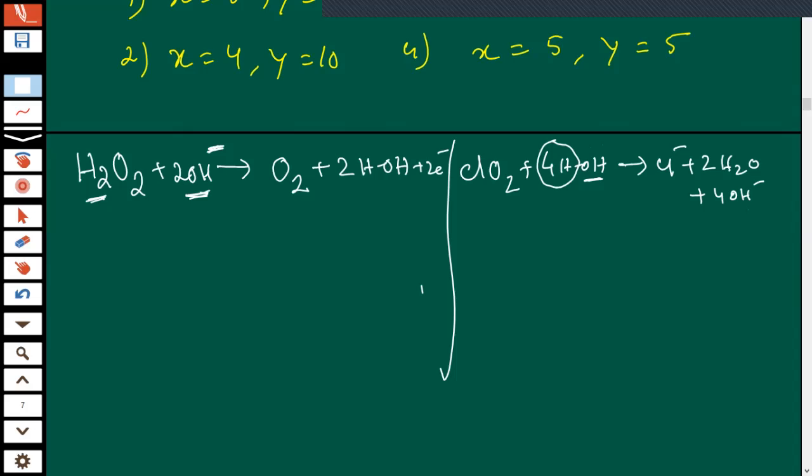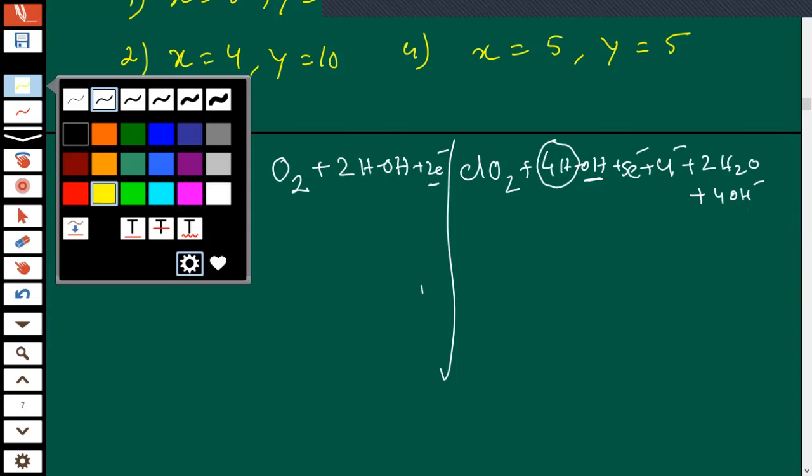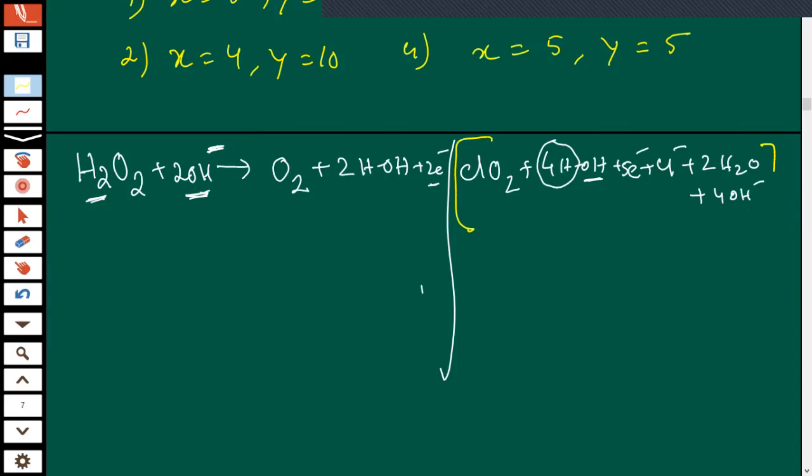And see, now to balance the charge, how many electrons are required? 4 minus here and 1 minus here. So I require 5 electrons, right? So here only 2 electrons, here 5. So what do we have to do, children? Multiply by 5 and 2 respectively. We have to multiply this one by 5 and this one by 2, right?